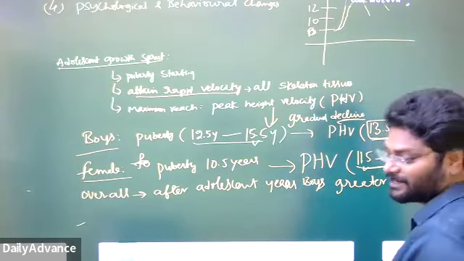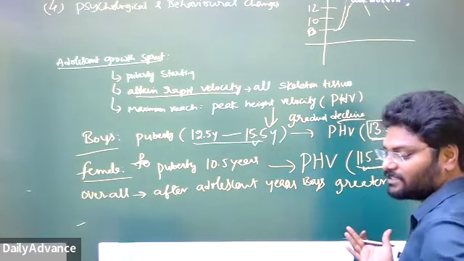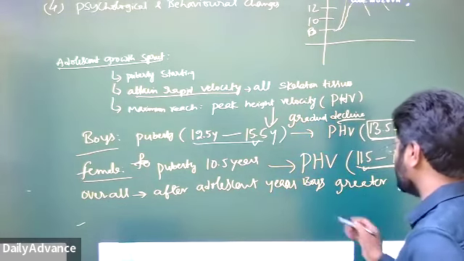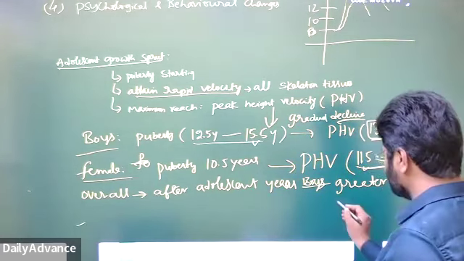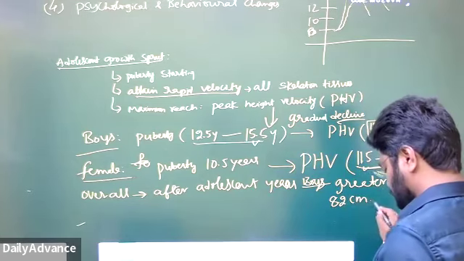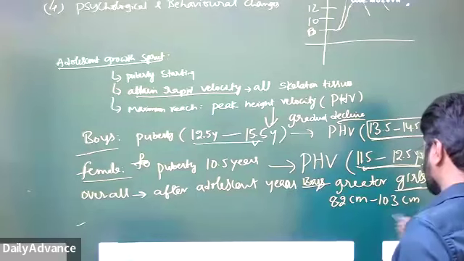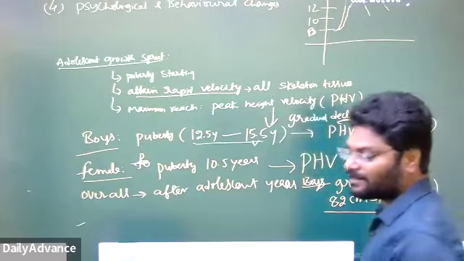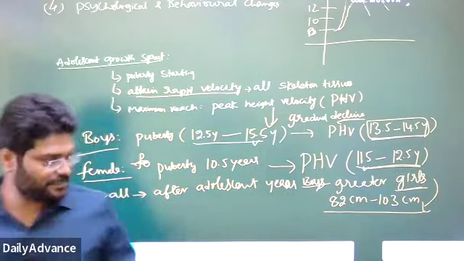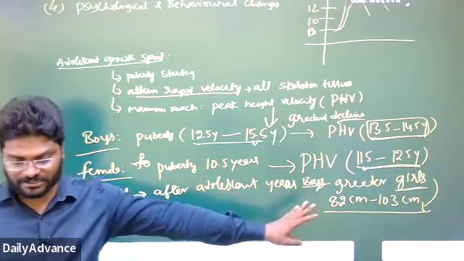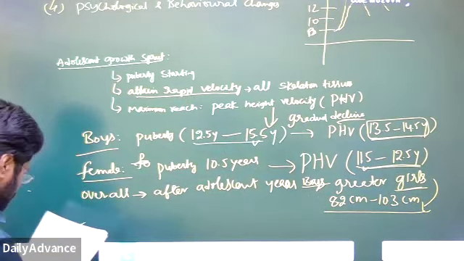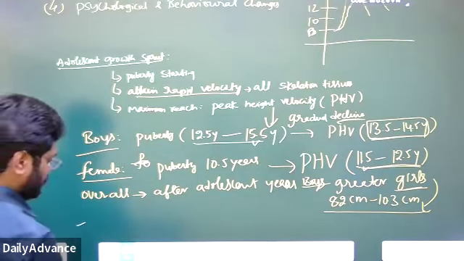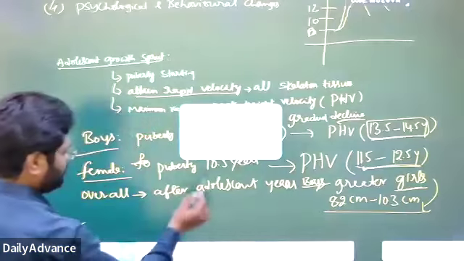So initially girls are greater than boys, but overall after the adolescent years are completed, boys are greater than the girls. In height, that is almost 8.2 centimeters to 10.3 centimeters. So boys are taller than the girls, ranging between 8.2 centimeters to 10.3 centimeters. So this is the adolescent growth spurt in both boys and girls.